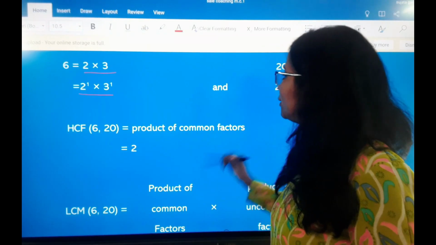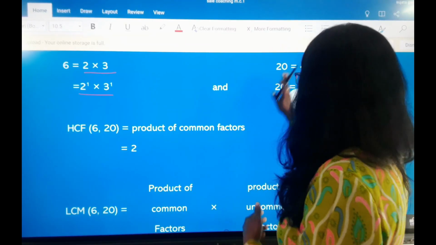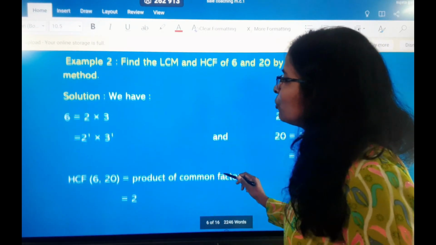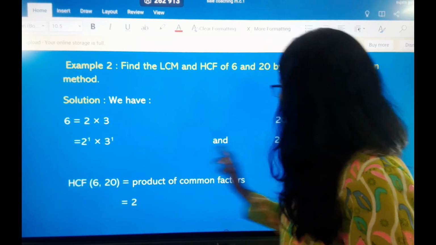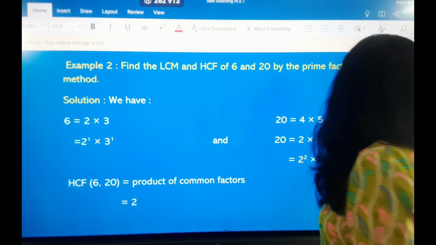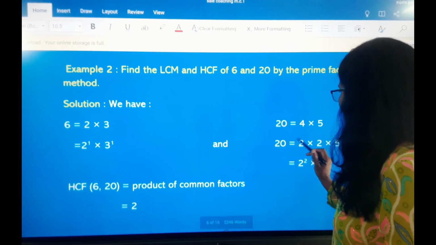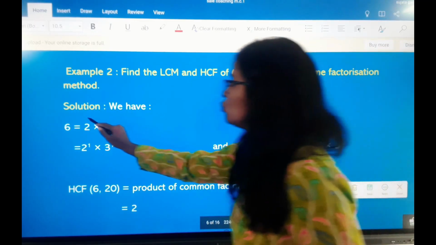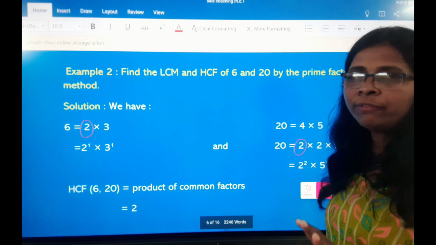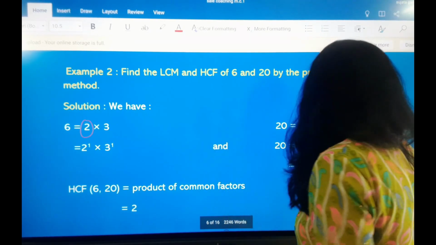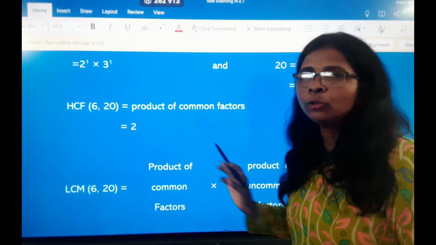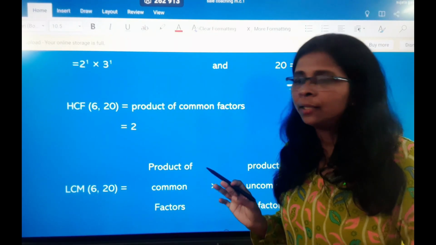आता बघूया, HCF of 6 and 20 is equal to product of common factors. Product of common factors कुठचा आहे बरं? तर याच्यामध्ये 2 multiply 3 आणि here 2 multiply 2 multiply 5. कोणता आहे तर इथे आहे की हा 2, इथे पण 2 आहे आणि इथे पण 2 आहे. सो दिस इज अ कॉमन. बस 3 and 5 are not the common factor. सो इथे फक्त आपला 2 कॉमन आहे. सो दॅट मीन्स द HCF of 6 and 20 is equal to 2 असं आपल्याला मिळणार आहे.